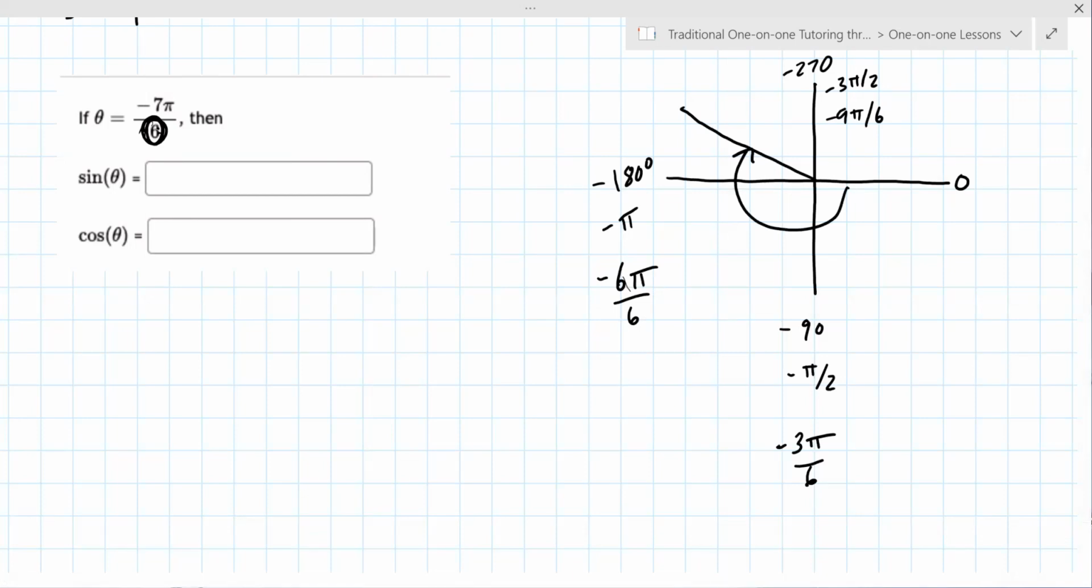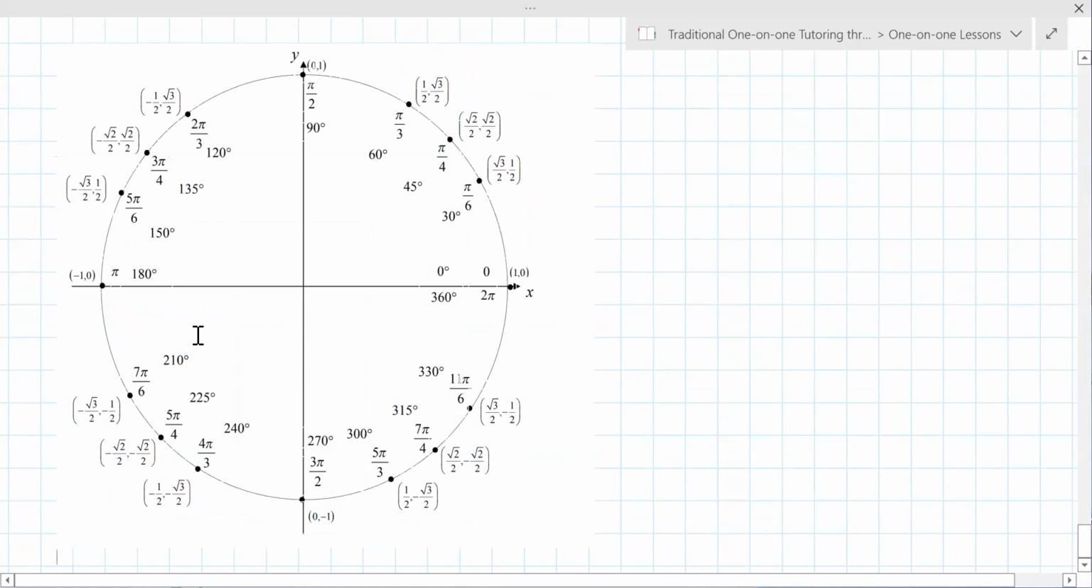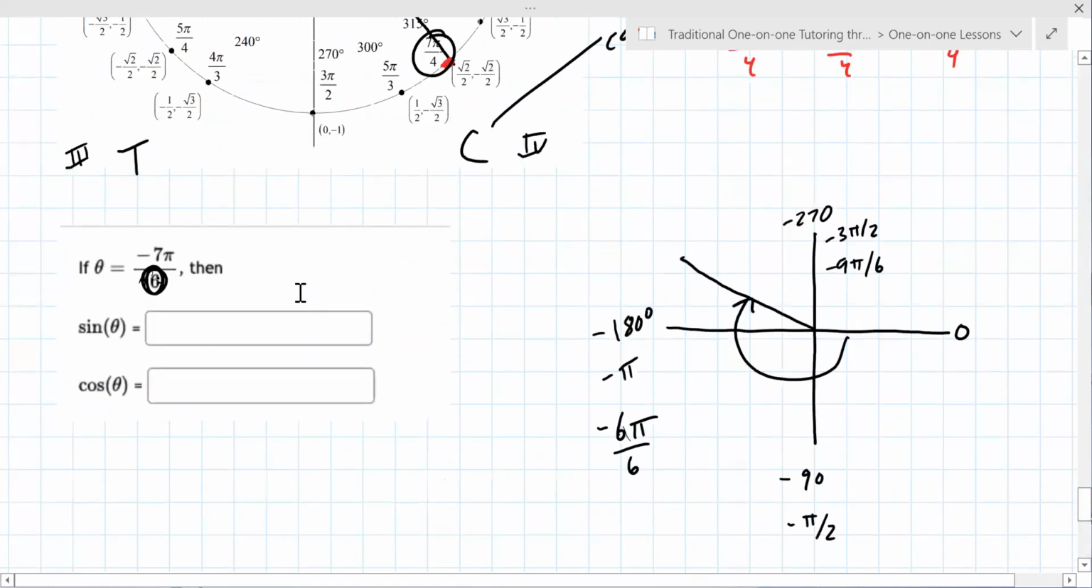Now there's another trick, which I don't really like, but I know it's pretty popular in TikTok videos. So 7 pi over 6 is here. When it's negative, you just flip over the x-axis. You go to wherever it would be normally, and then you flip it. Yeah, it doesn't matter to me what you use. You've got to decide what you're going to want to remember for this.